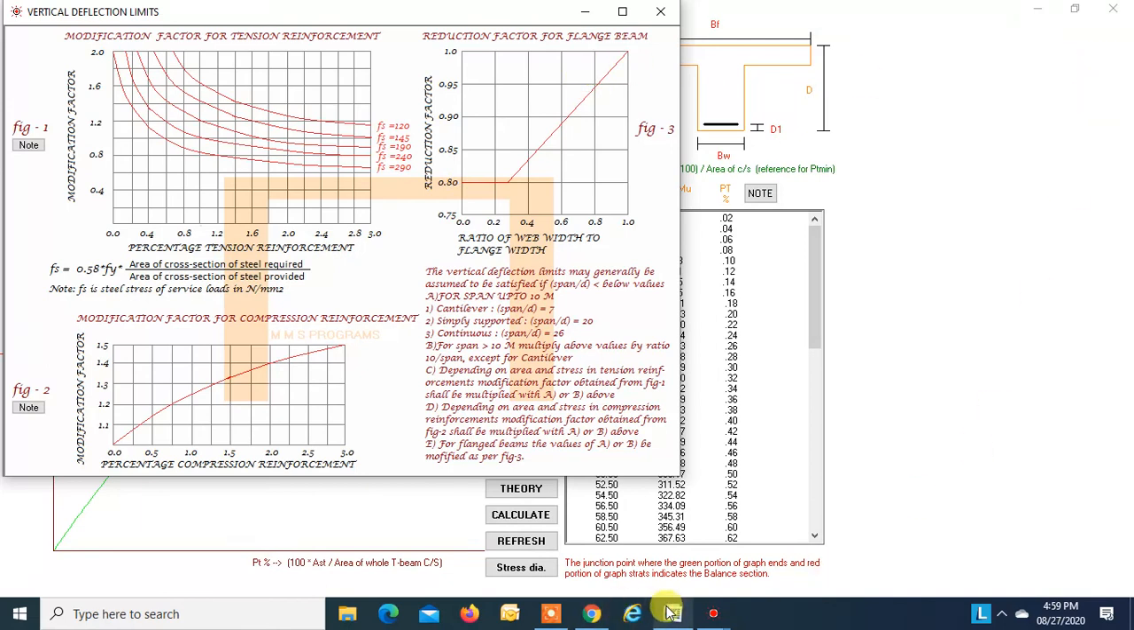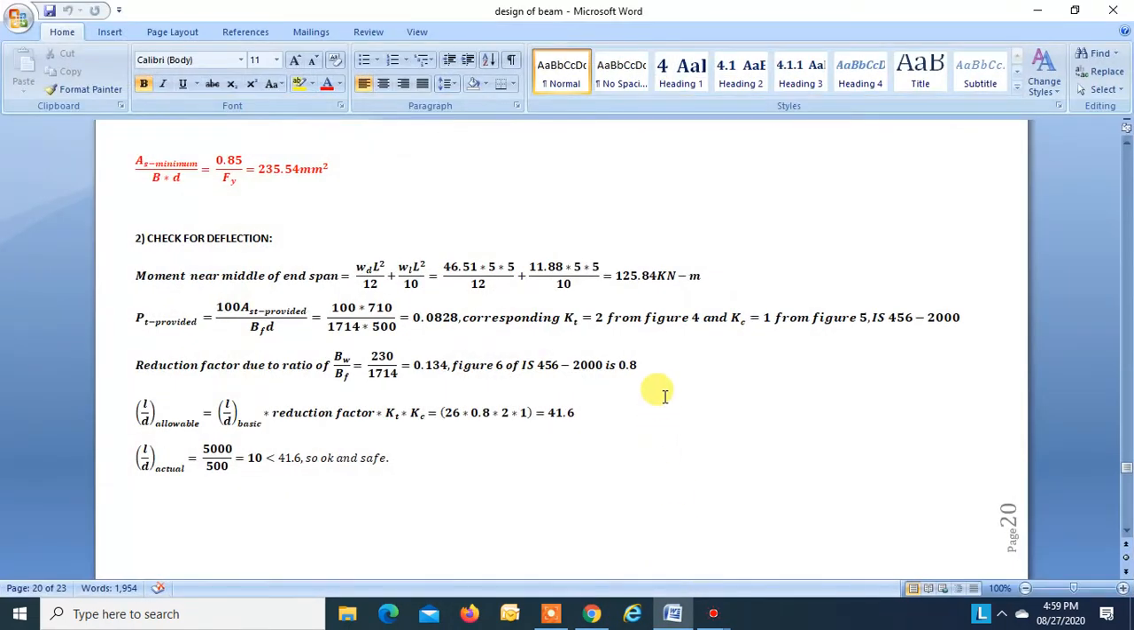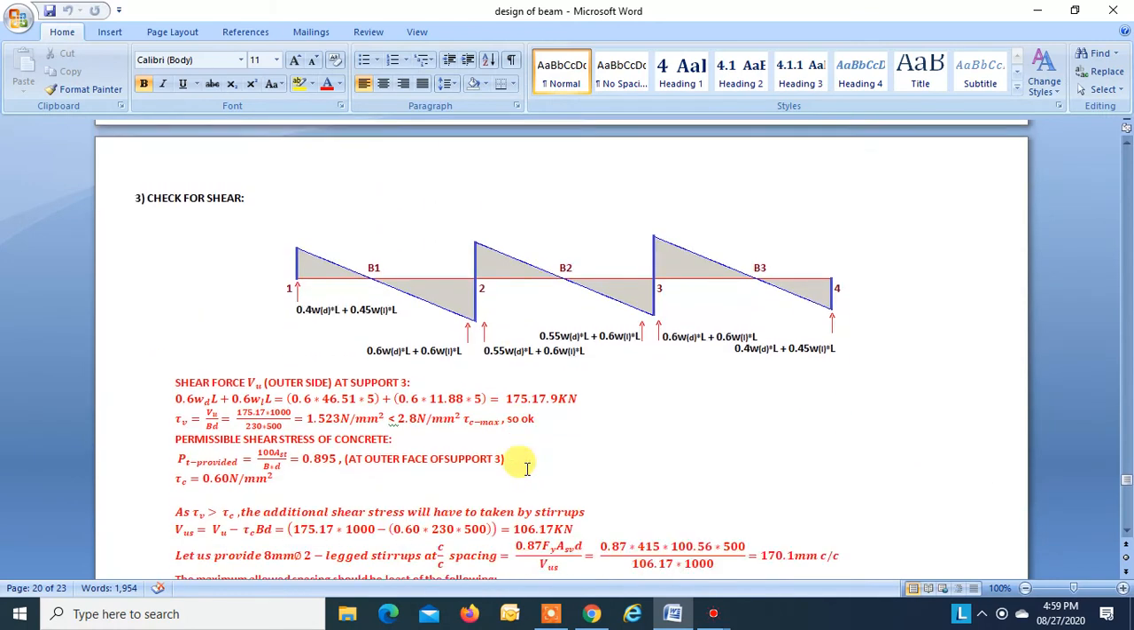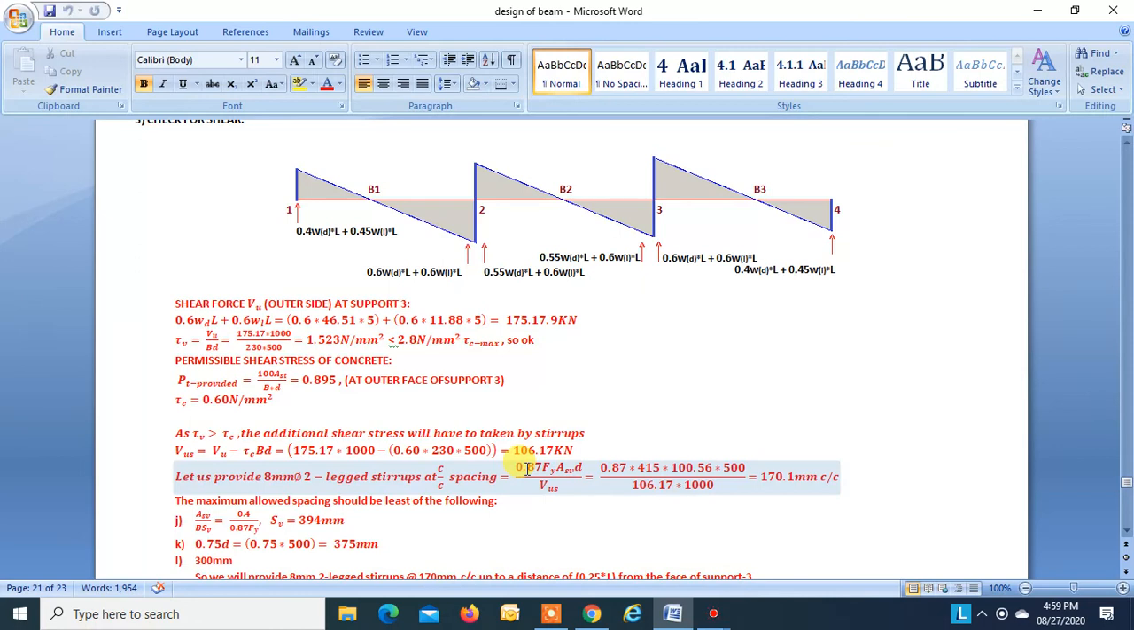So we are getting 0.8. So L by D allowable is equal to L by D basic into reduction factor into KT into KC, that is 26 into 0.8 into 2 into 1, that is 41.6. L by D actual is 5000 by 500, that is 10, less than 41.6. So it is okay. Now we come to the shear, check for shear.